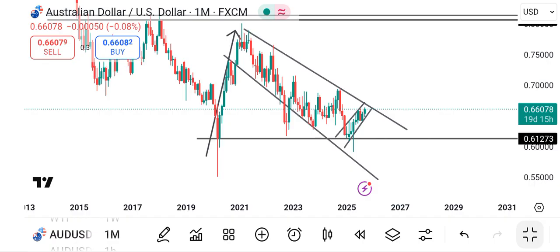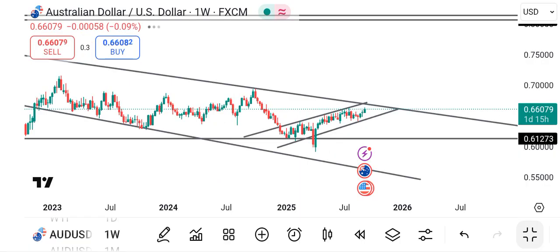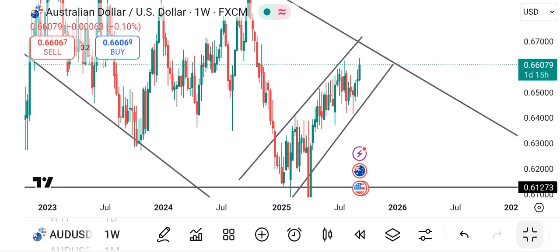So now, on the monthly, we are having a bullish. On the weekly it is saying otherwise, because now look at this formation.